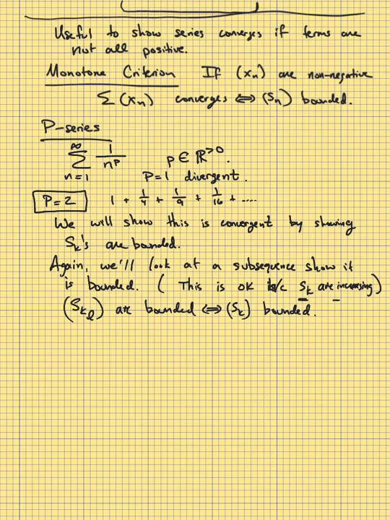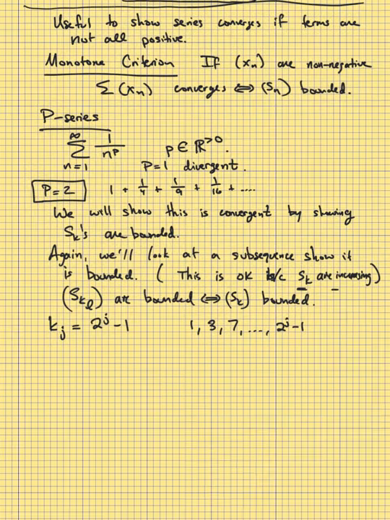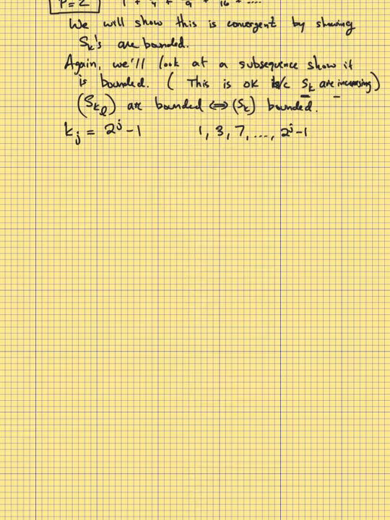So what our term is, we're going to say k sub j is 2 to the j minus 1. Okay, so these are the sums that I want to look at. So it looks like 1, 3, 7, 2 to the j minus 1. I only want to sum up these number of terms. Okay, let me put this up here. All right, so what do we get?